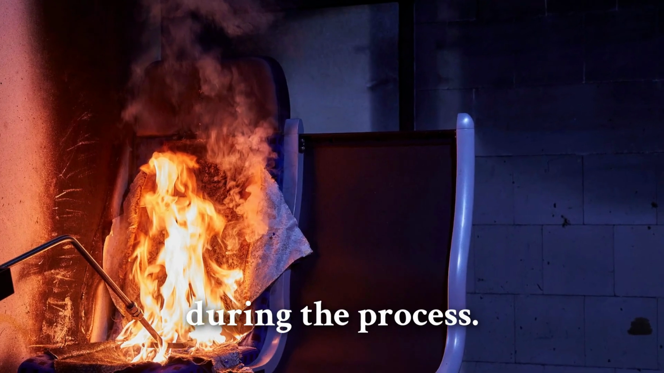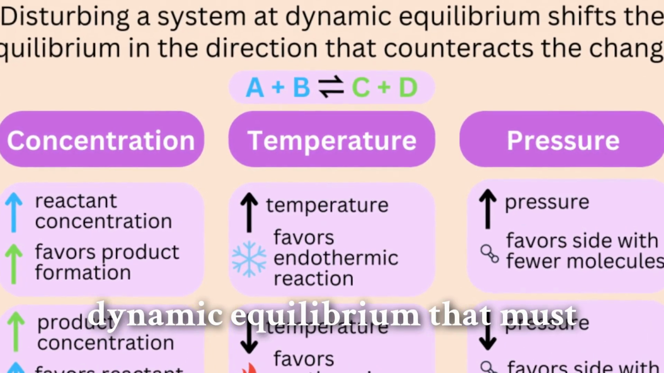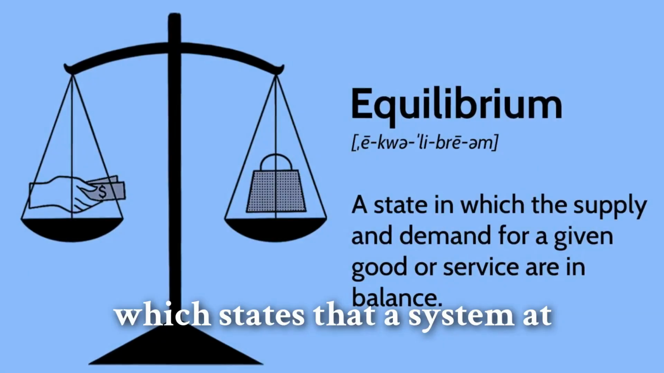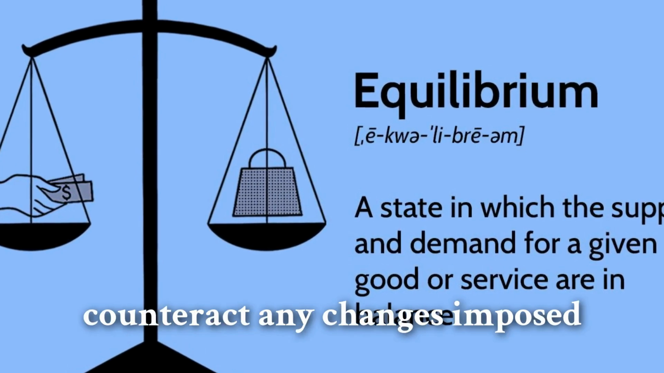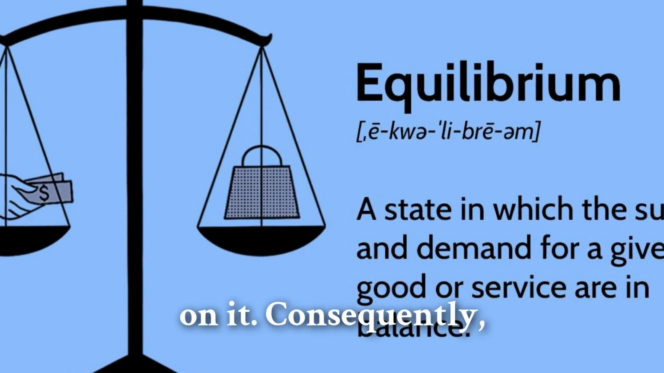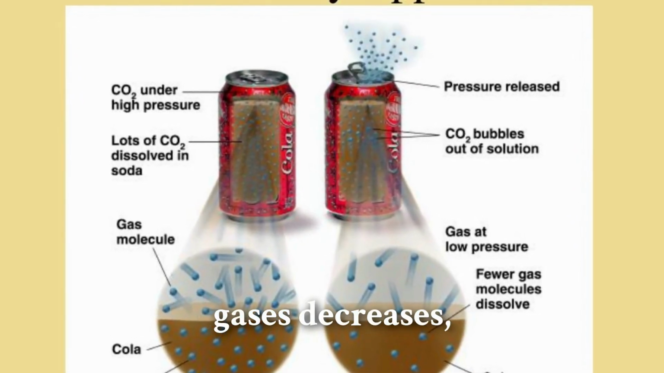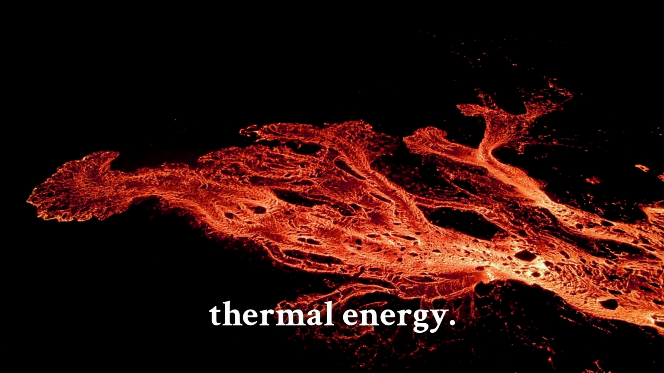during the process. This release of heat leads to a dynamic equilibrium that must adhere to Le Chatelier's principle, which states that a system at equilibrium will adjust to counteract any changes imposed on it. Consequently, as the temperature rises, the solubility of gases decreases as the system seeks to counterbalance the added thermal energy.